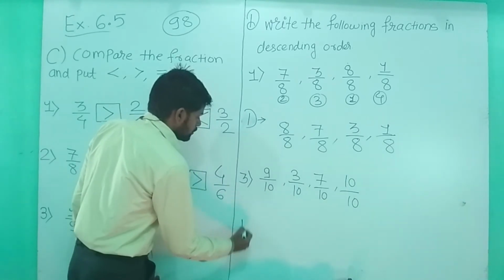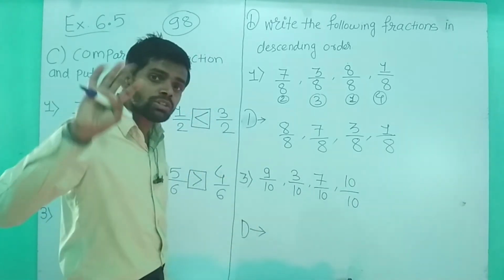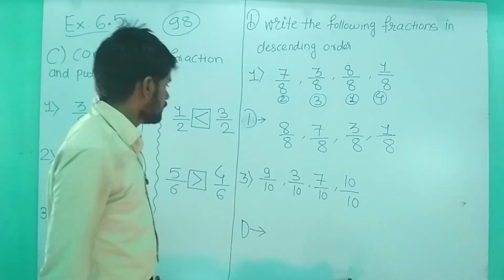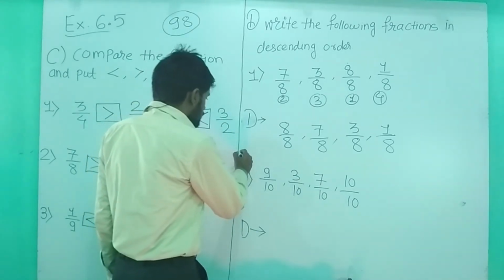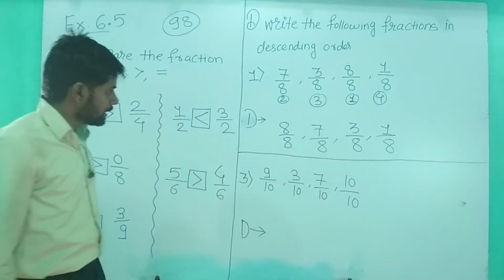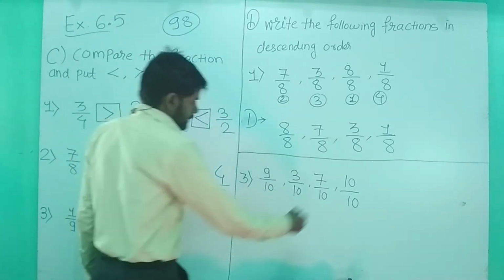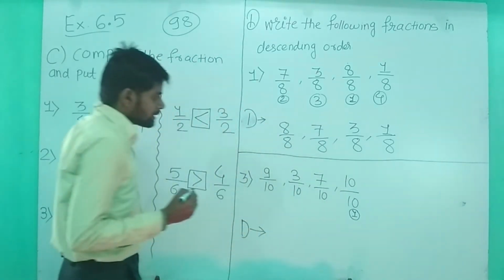Okay. Now let's move toward the question number third. Third one I'm telling you. So here again we have to write the fractions in the descending order. And the descending order means decreasing order. So which one should I write first? 10 by 10. It will come at the first place because it is the greatest one.